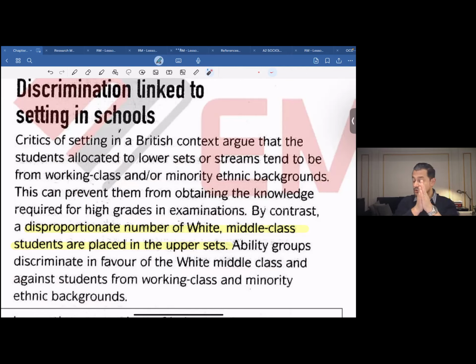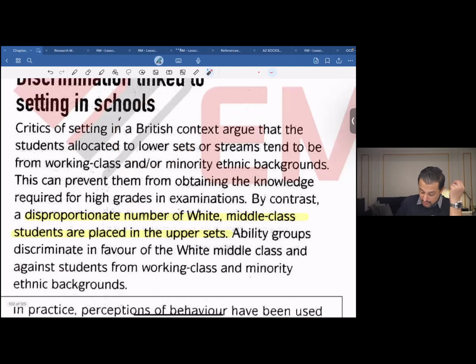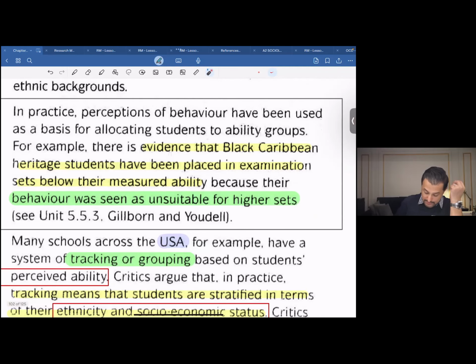So, in a nutshell, individuals from ethnic minority backgrounds ended up being placed more in lower sets. Individuals from the working class, again, ended up being placed in lower sets. However, individuals from the white middle class origin held a monopoly when it came to higher sets. Now, this is when we talk about Britain. Let's have a look at what happens in the US.